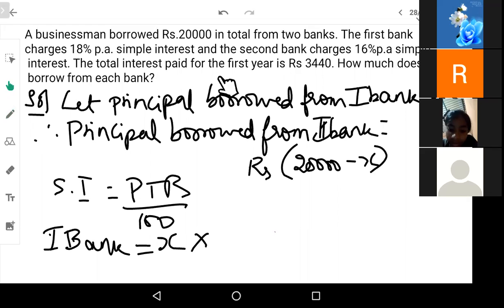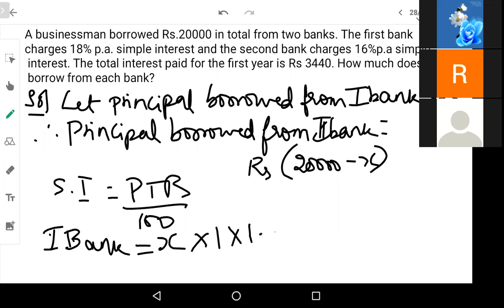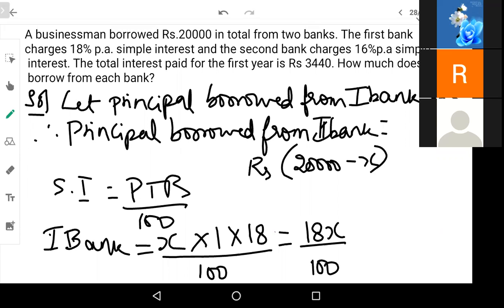The total interest paid for the first year. So it is only for 1 year. The time, how do we check? If you see here, the total interest paid for the first year is 3440. So which means it's only for 1 year. So time is 1 into rate of interest will be 18%. Rate of interest is 18% divided by 100. Now, if you simplify this, you get 18x by 100. So if you divide 18 by 100, how much do you get?